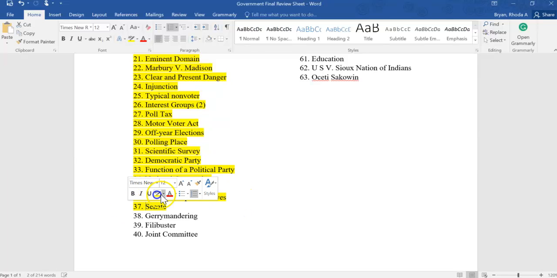The Senate. You need to know that the Senate serves terms that are 6 years long.